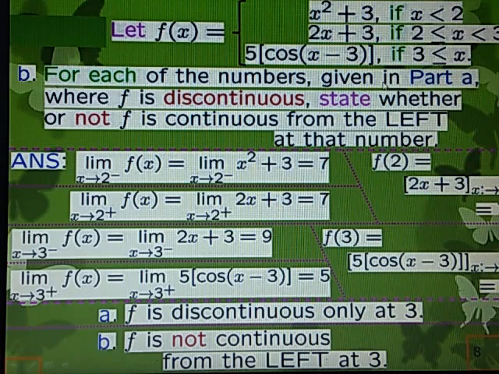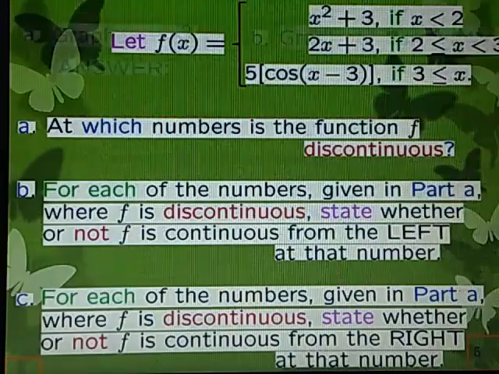The question says for each of the numbers given in part A, that means 3 which we have obtained, where f is discontinuous, you have to tell whether or not f is continuous from the left of that number. Now see what is meant by this. I'll again take you back to one of the previous slides.